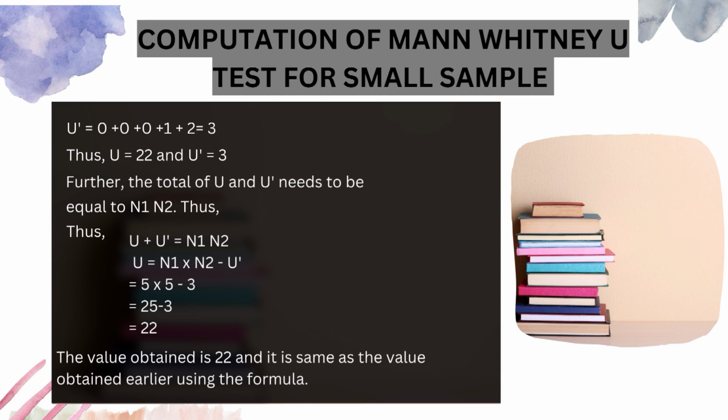Further, the total of U and U dash needs to be equal to N1 multiplied by N2. So, U plus U dash is equal to N1 N2. This is another way of checking these values. U is equal to N1 into N2 minus U dash, and the value would be 5 into 5 minus 3, and the total would be 25 minus 3 is equal to 22. So, the value obtained is 22, and it is the same as the value obtained earlier using the formula.